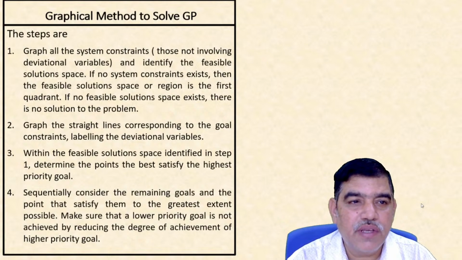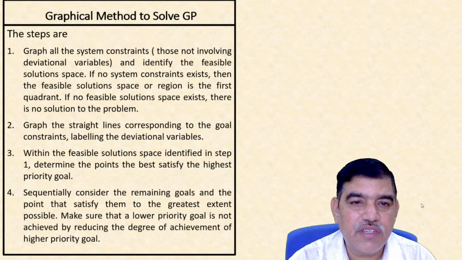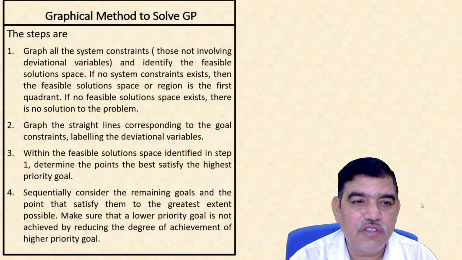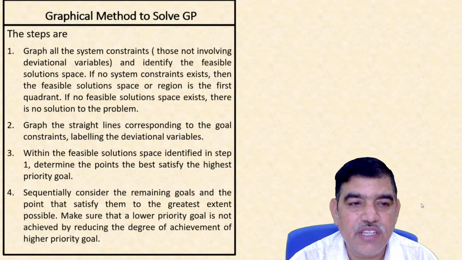The steps are: graph all the system constraints, thus not involving deviational variables, and identify the feasible solution space. If no system constraint exists, then the feasible solution space or region is the first quadrant. If no feasible solution space exists, there is no solution to the problem. The second step is to graph the straight lines corresponding to the goal constraints, labeling the deviational variables. So again, I am explaining here.